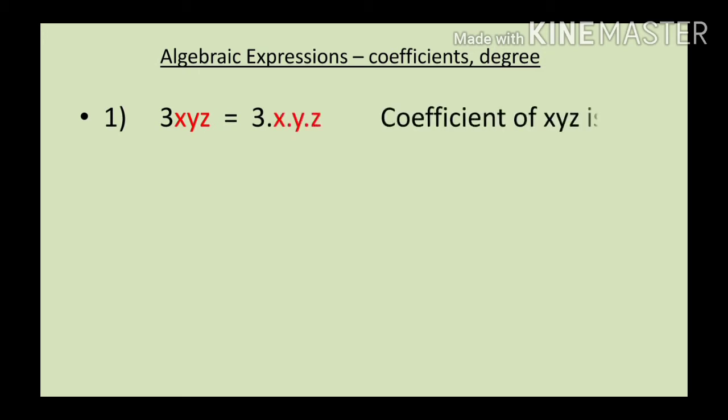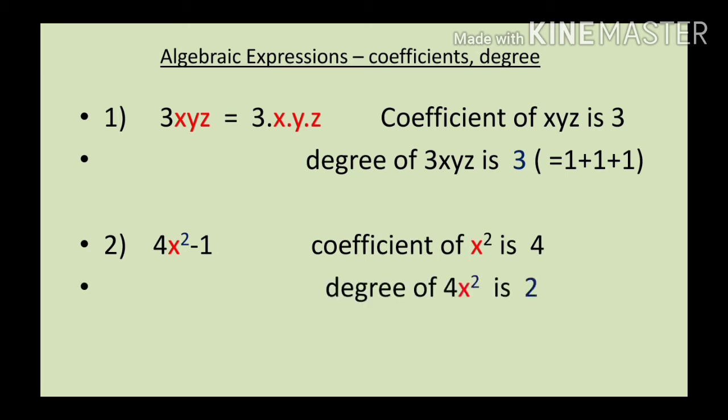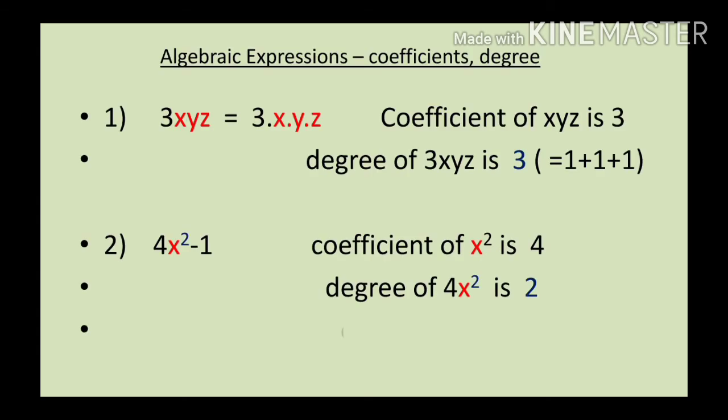Here, coefficient and degree. Take some examples. 3xyz is a term, 3 is the coefficient of xyz, and the sum of the powers of the variables x, y, z is 3, therefore the degree is 3. The second expression has two terms. The first is 4x square and the second is minus 1. In the first term the coefficient of x square is 4 and the degree is 2. For minus 1 there is no variable, therefore the degree is taken as 0.